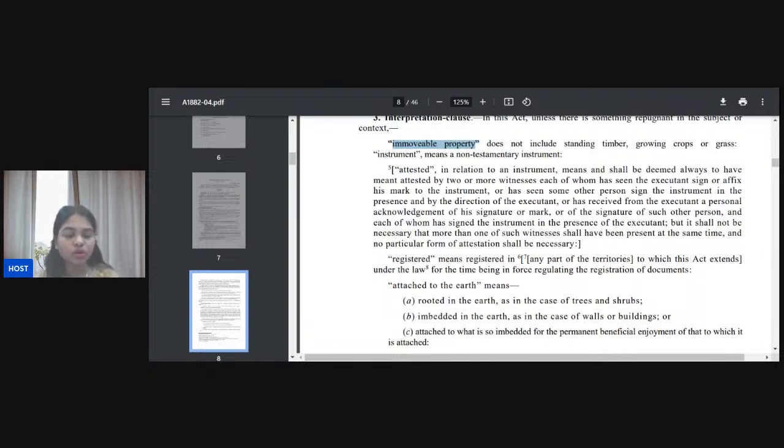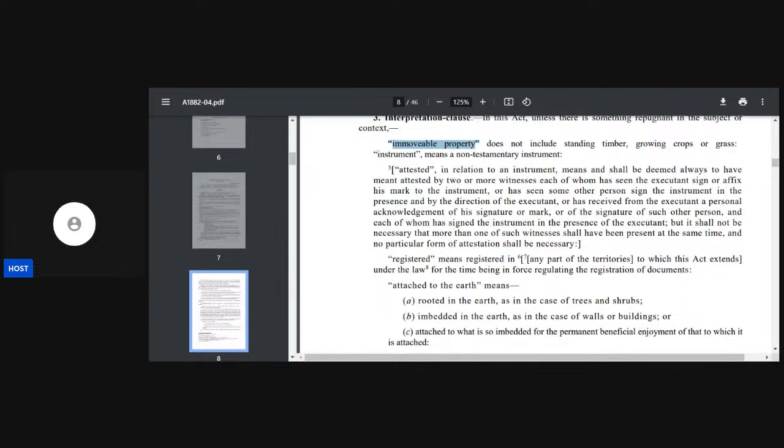And things attached to earth. Now, what are the things which are attached to earth? There are things which are embedded in the earth, things attached to what is embedded in the earth, and things rooted in the earth also. So, things attached to earth, things attached to what is embedded in the earth, and also things rooted in the earth, except standing timber, growing crops, or growing grass. Right? So this you have to see.